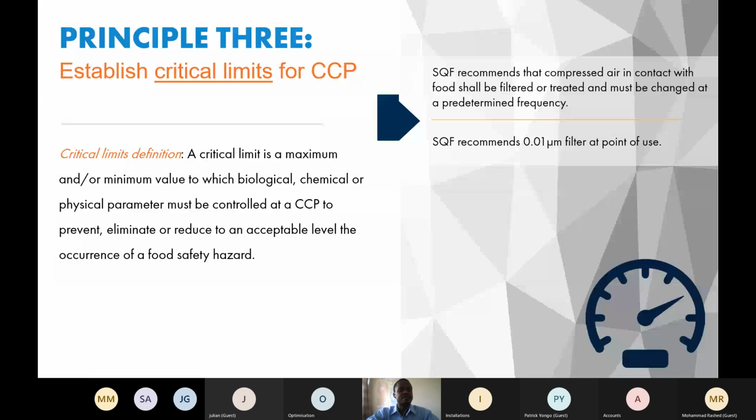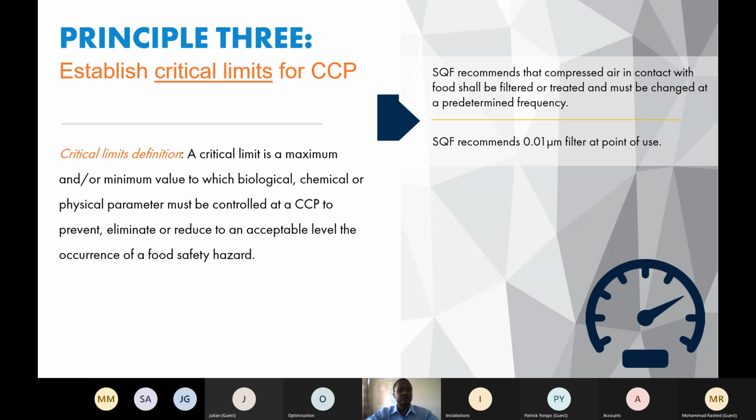So a critical limit is the maximum or minimum value to which a biological, chemical, or physical parameter must be controlled at a critical control point to prevent, eliminate, or reduce to an acceptable level the occurrence of a food safety hazard. What that means, and we'll go through this a bit later, is that for those 4 contaminants, particles, water, oil, and microorganisms, it is important that you establish the maximum amount of contamination that is allowable.